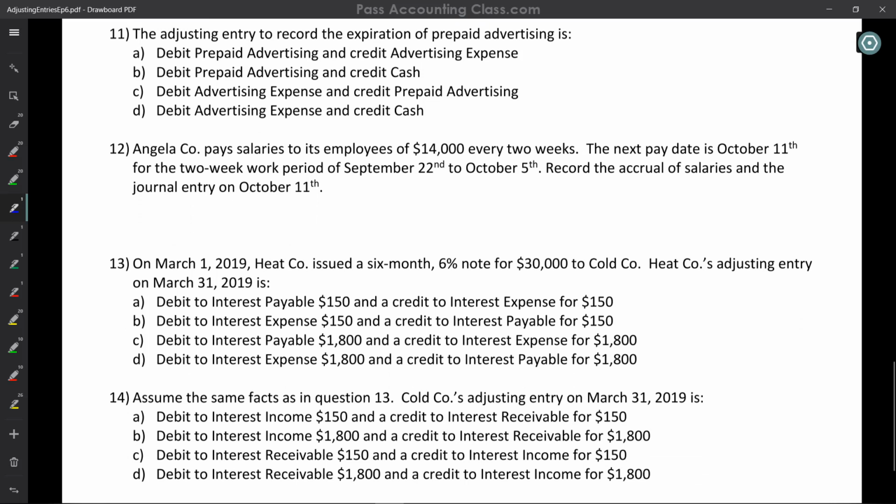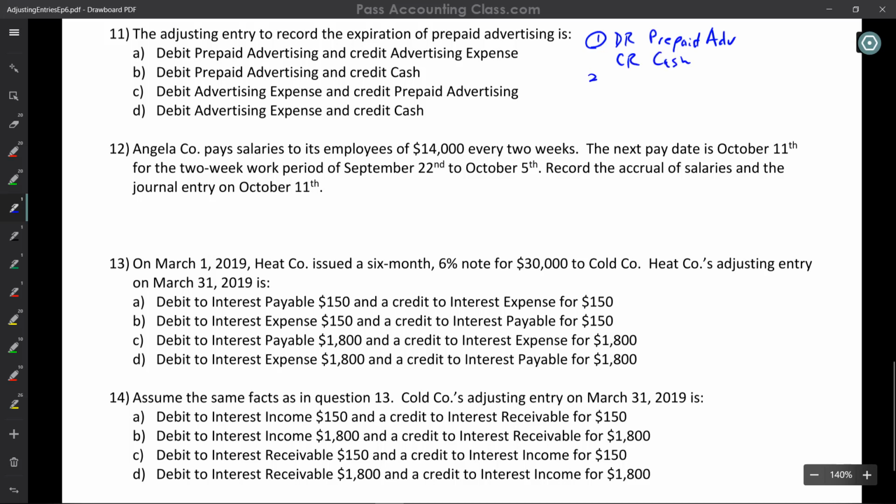For question 11, it says the adjusting entry to record the expiration of prepaid advertising is debit prepaid advertising and credit advertising expense, debit prepaid advertising and credit cash, debit advertising expense and credit prepaid advertising, or debit advertising expense and credit cash. On a transaction like this, I typically like to write out the very first transaction that gave us a prepaid advertising balance. That transaction would look something like this. We would debit prepaid advertising, and then we're going to credit our cash.